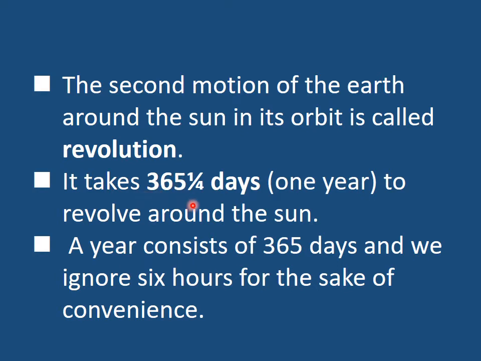A year consists of 365 days. So we will take these 365 days and we will ignore this quarter, that means 6 hours. But clearly understand, children, for one revolution our Earth takes 365 and a quarter days. We take 365 for 1 year and ignore the quarter, which is 6 hours, for our convenience.